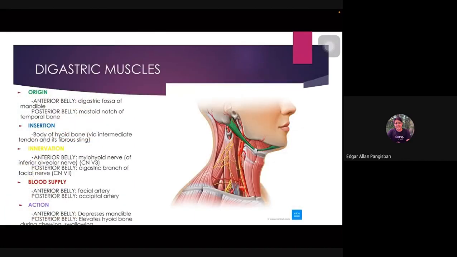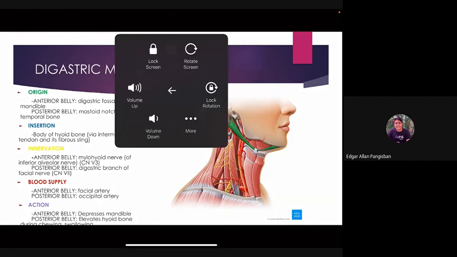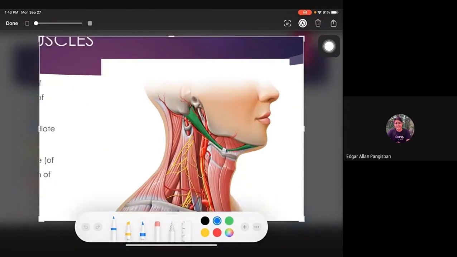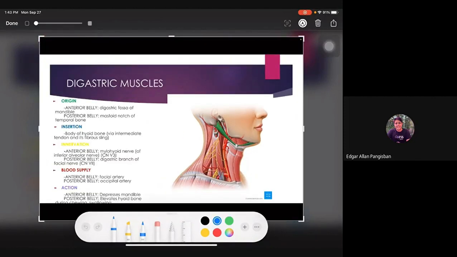Okay, so yan. Almost all of your suprahyoid muscles, hyoid muscles are attached, or they are all inserted in the hyoid bone. The first suprahyoid muscle is your digastric. Ito po, digastric muscle. So again, just like your lateral pterygoid, papahirapan na naman kayo ni digastric din. Dalawa ang kanyang component. Your digastric muscle has two components. We have your anterior belly and the posterior belly.